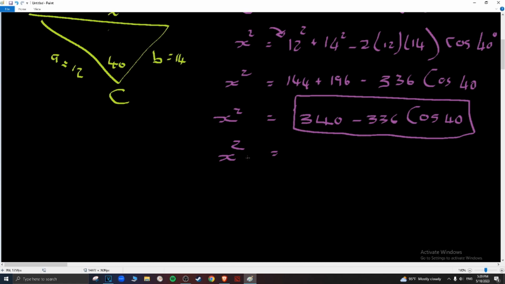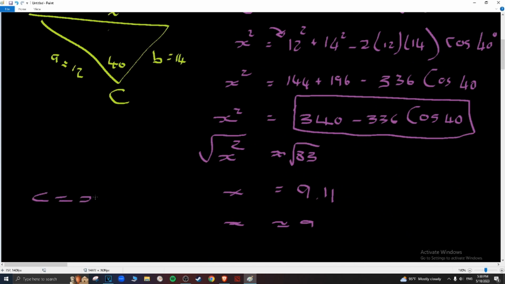So I'm going to type on my calculator 340 minus 336 cosine 40. And I get approximately 83. Now, basic algebra, how do we solve squares? Well, we can place it in a square root, right? So therefore, x is the square root of approximately 83, and that gives me 9.11. Okay, so x is approximately 9. And now this answers my question.